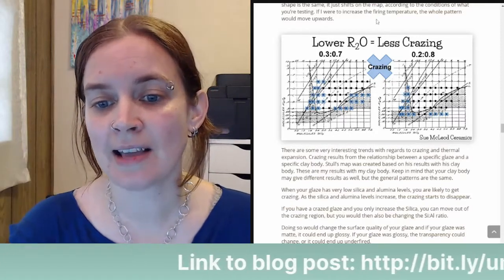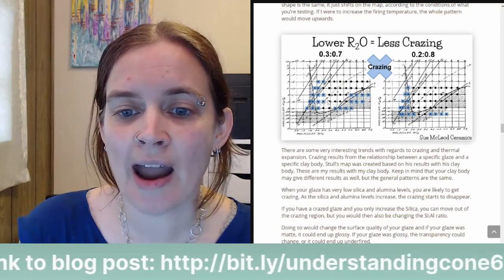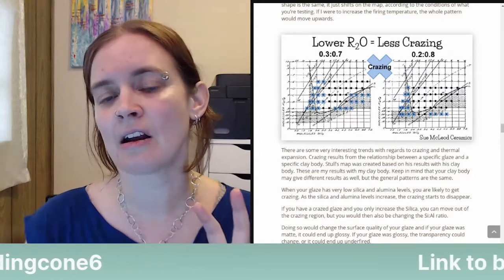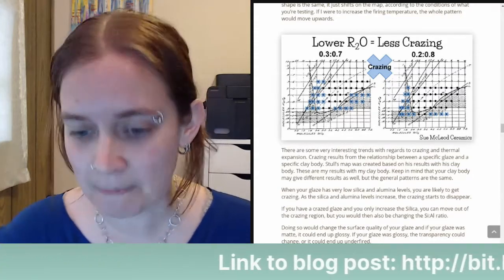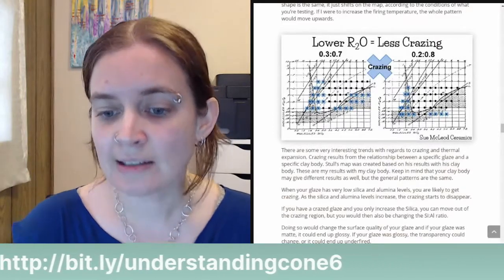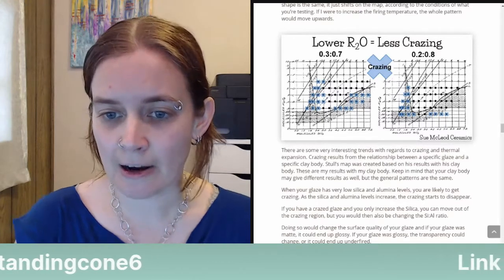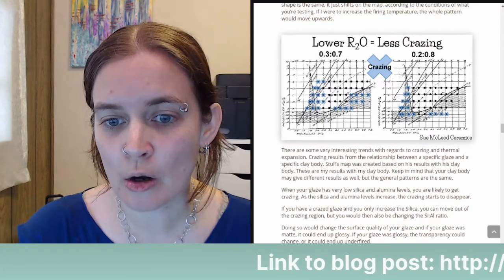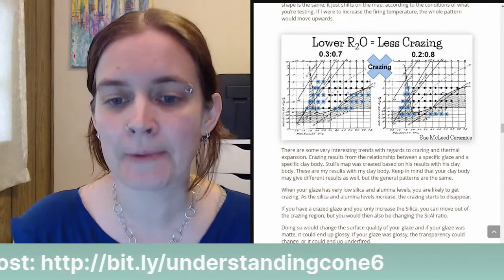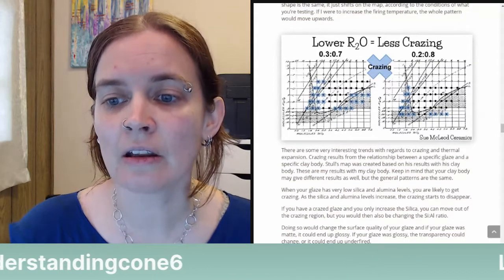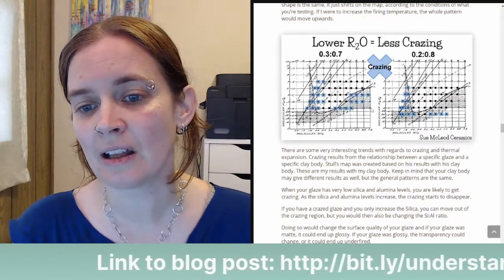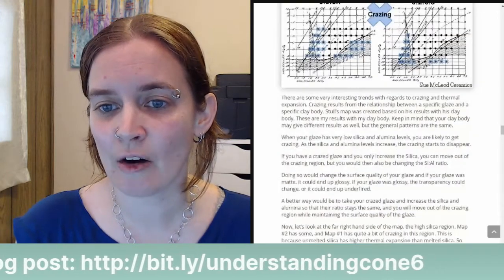So you could make this exact same glaze at this point here where I had crazing, and based on your clay body, you might not have crazing in that spot. So just keep that in mind. These are not hard and fast rules, especially when it comes to thermal expansion. When your glaze has very low silica and alumina levels, you're likely to get crazing. As the silica and alumina levels increase, the crazing starts to disappear. So down here, low silica levels are the left side of the map, and low alumina levels are the bottom of the map. And so you can see that the low silica and alumina levels are where we find the crazing. And then again, over here where the silica levels are really high, we also find crazing.